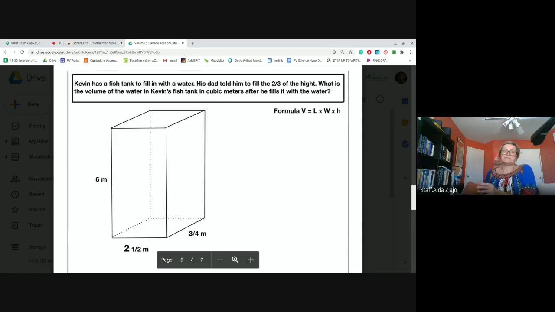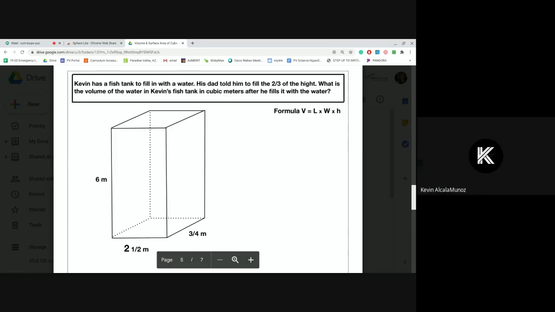Okay, that was Yasmin. Now, Kevin, can you see it now, please? Yes, I see it now. Kevin has a fish tank to fill with water. His dad told him to fill 2/3 of the height. What is the volume of the water in Kevin's fish tank, in cubic meters, after he fills it with water?